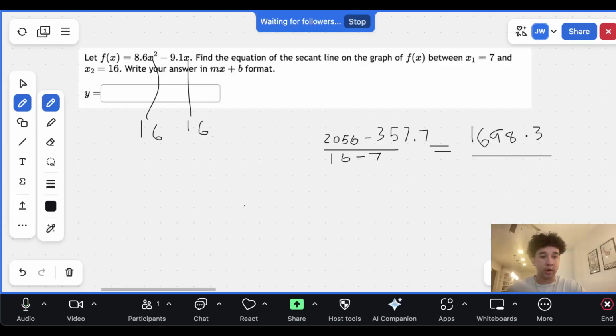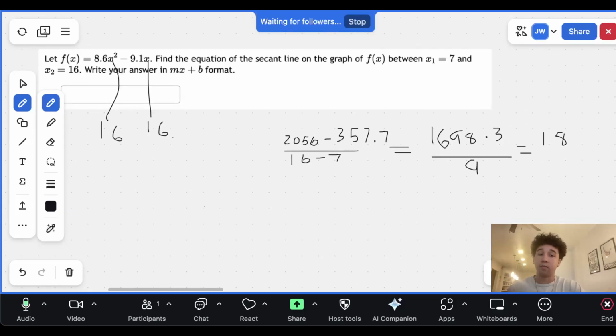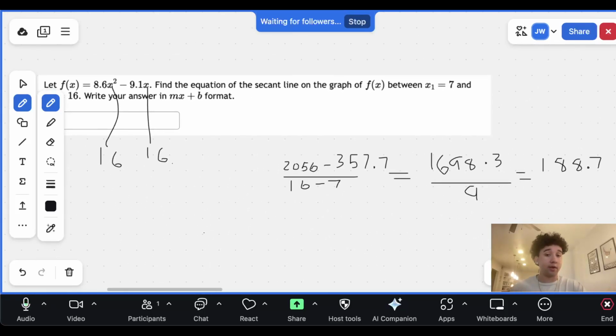Okay, now I have 16 minus 7, which is equal to 9. Cool. And then I'm going to divide these terms together, and I'm going to get 188.7. So this is my average rate of change, right? This is my slope.